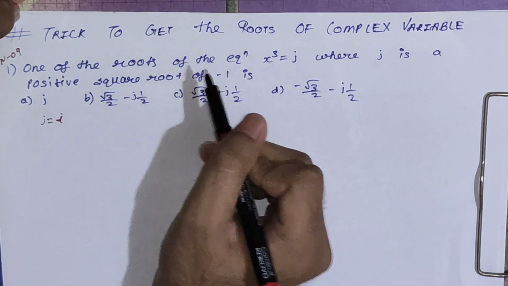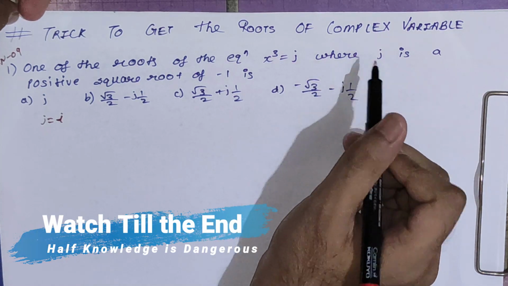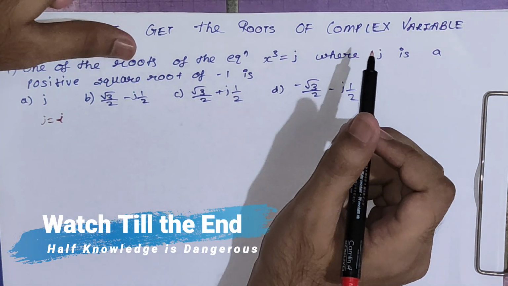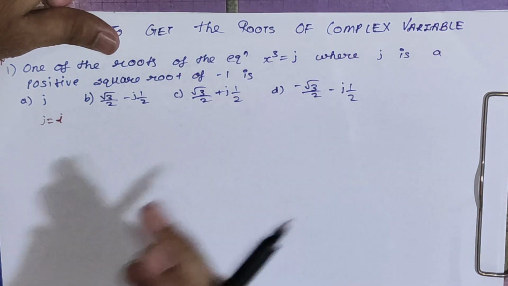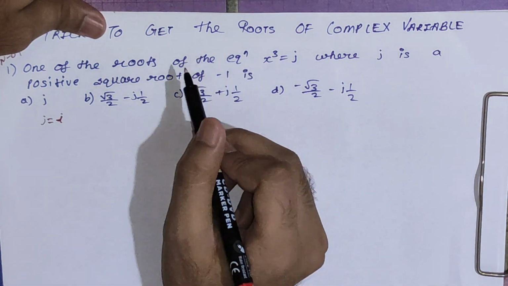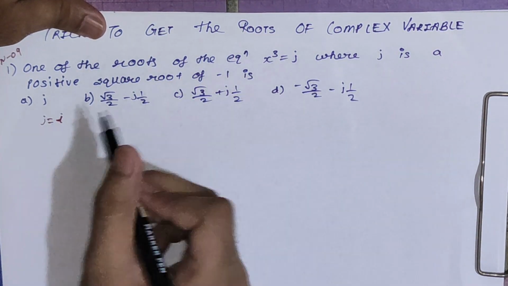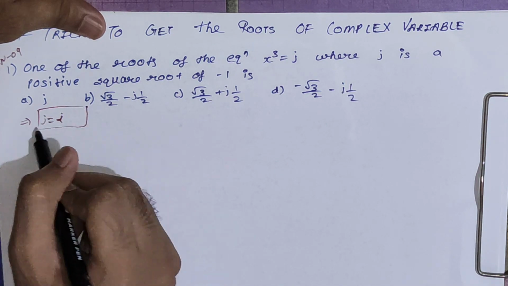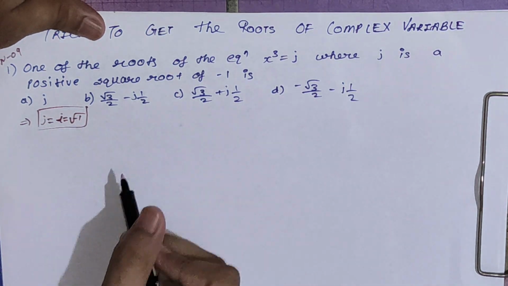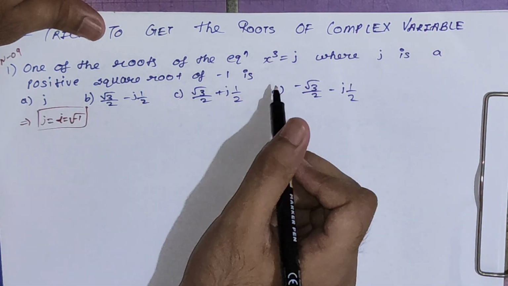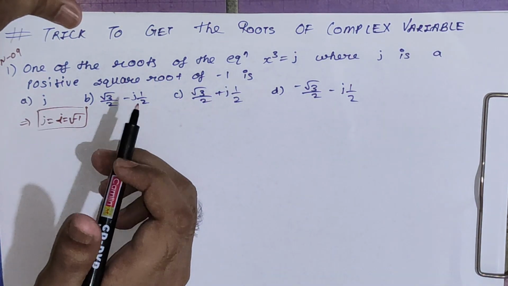One of the roots of the equation x cube equals j, where j is a positive square root of -1, is, and we are having these options. So basically we have to get the roots of this equation. Here this j is i, which is basically root of -1. This is what this statement is saying. So first take a look at how I solve this sum using the trick.